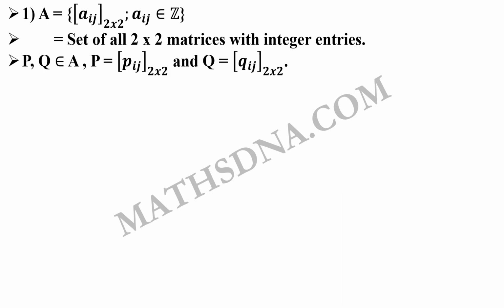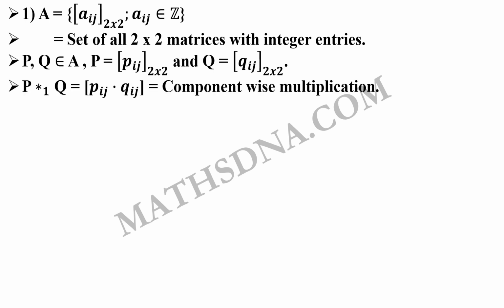Then we take two elements from the set A, P and Q, where P is equal to Pij, a 2 cross 2 matrix, and Q is equal to Qij, a 2 cross 2 matrix. Here both Pij and Qij are integers, and we define the first operation star 1, that is P star 1 Q is equal to Pij into Qij, component wise multiplication. Be very careful over here. We have defined it as component wise multiplication.